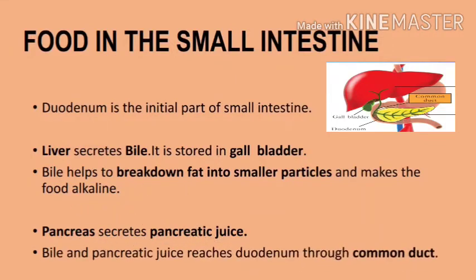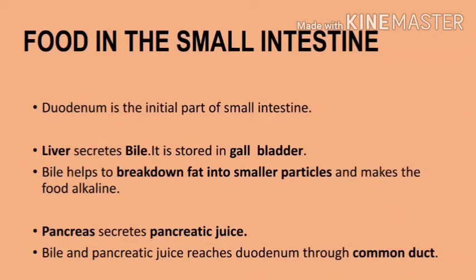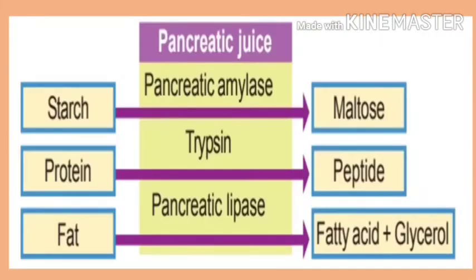Just below the liver, you can see a leaf-shaped structure known as the pancreas, isn't it? It secretes a juice known as pancreatic juice. The pancreatic juice contains enzymes like pancreatic amylase, trypsin, and pancreatic lipase.